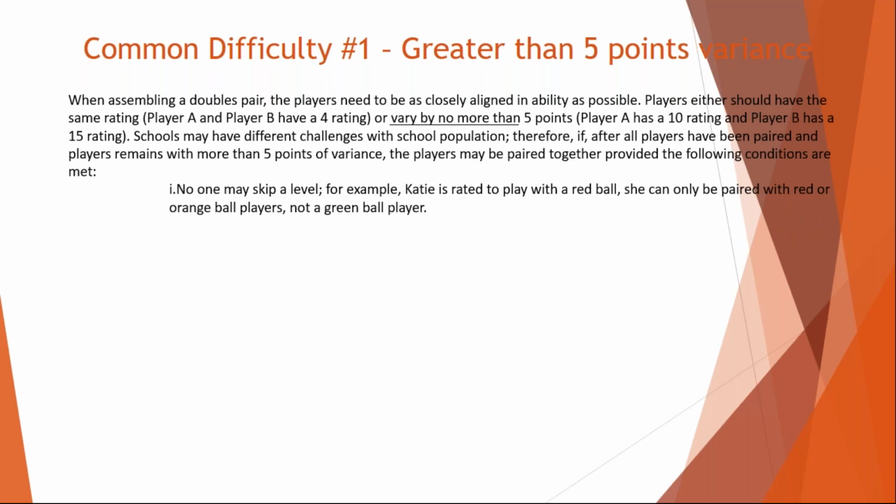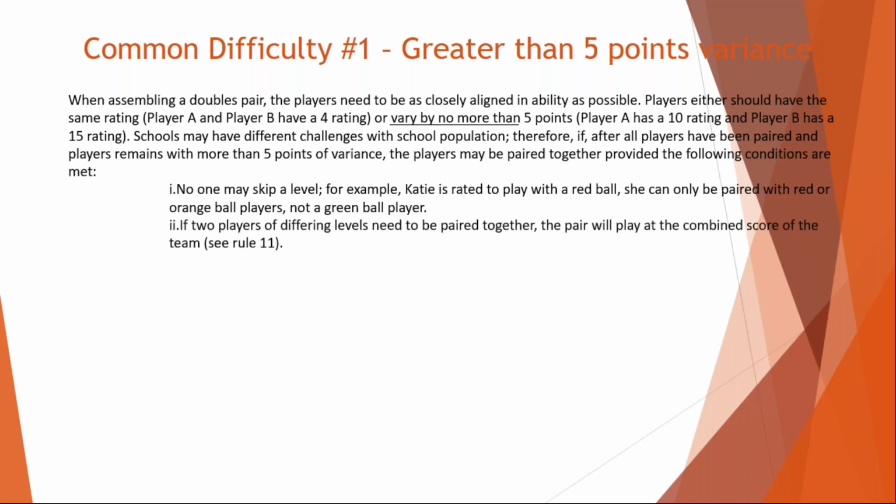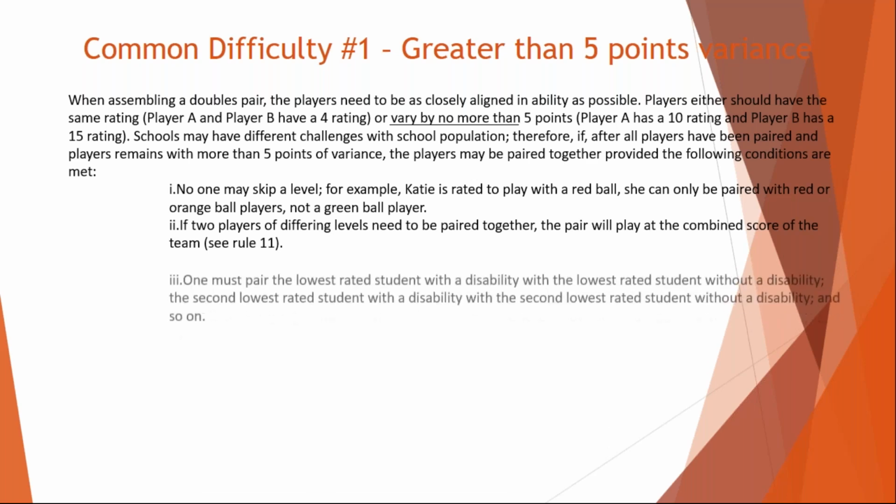No one may skip a level. So example, Katie is rated to play with a red ball. So she maybe has a 6, 7, 8 point rating. She can only be paired with red or orange ball players, but not a green ball player. If two players of differing levels need to be paired together, the pair will play at the combined score of the team.